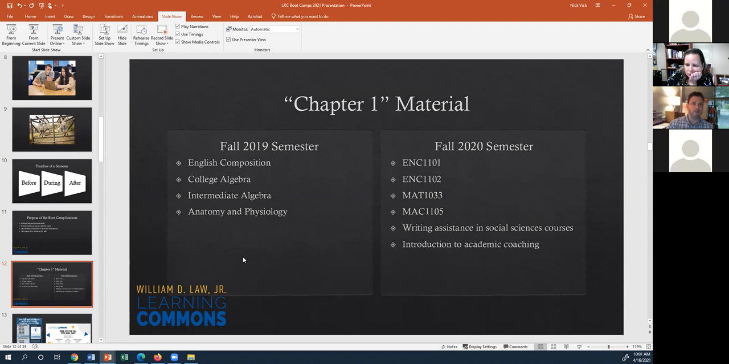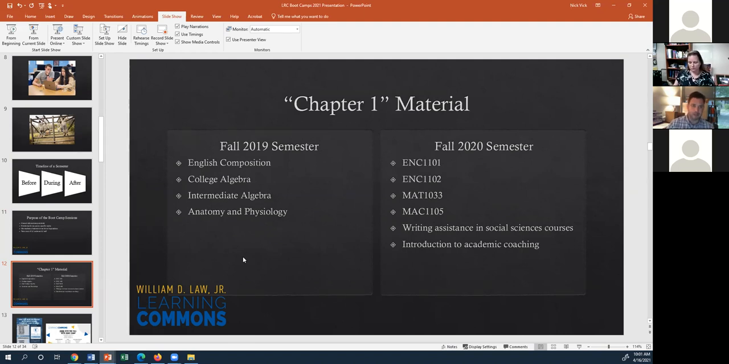So we would talk about, for example, with ENC 1101 and 1102, it was reviewing how to set up a paper in Microsoft Word, MLA format, and what to expect on the first summary response paper. So it was kind of that chapter one material. Some of it's a review for students, some of it is a reminder.